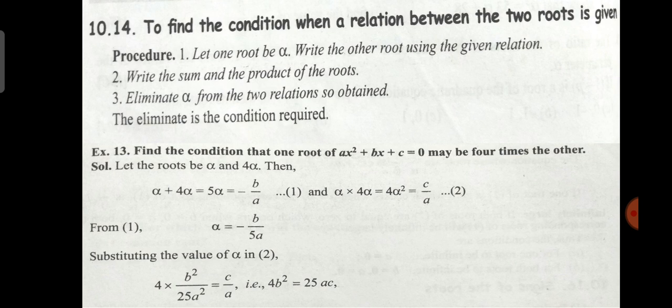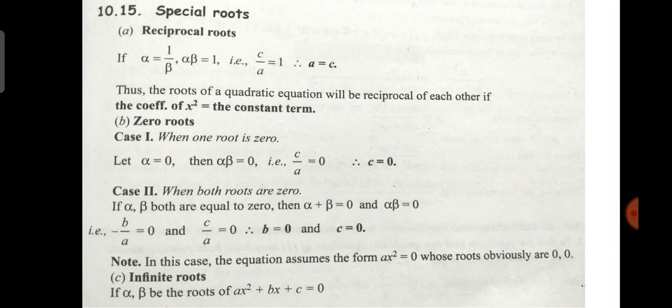So first, take alpha as the first root, then take the next root in terms of alpha, according to the condition given in the question. Then find the sum of the roots and product of the roots, then eliminate alpha from the equations, and you will get the condition. Similarly, there are special roots: reciprocal roots, zero roots, infinite roots, like that. The roots of a quadratic equation will be reciprocal of each other if the coefficient of x square is a constant.